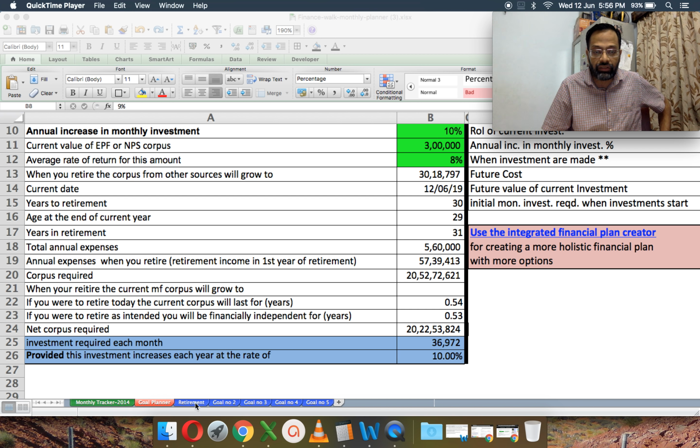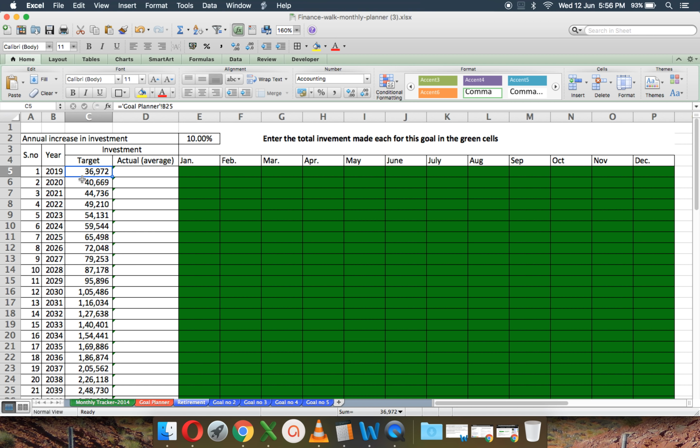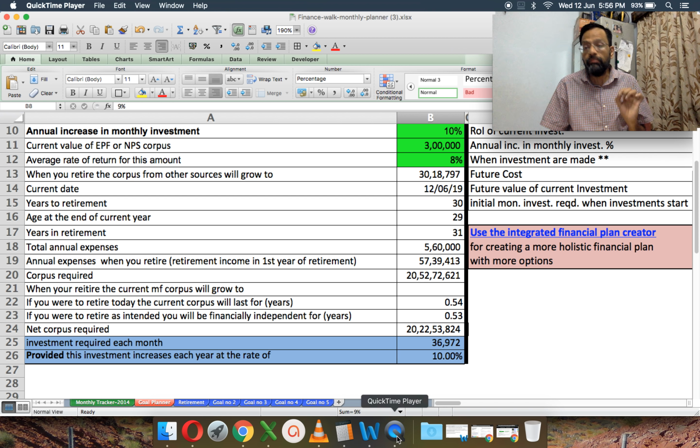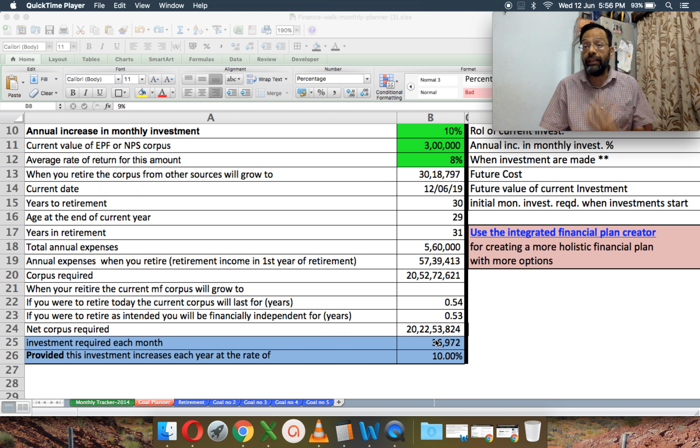This amount has to increase every year by 10%. If you go back to this retirement sheet, this will now be 36,972 auto filled, and then this will increase by 10% every year.